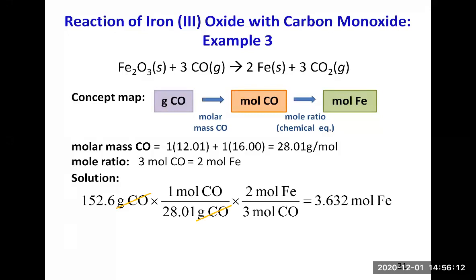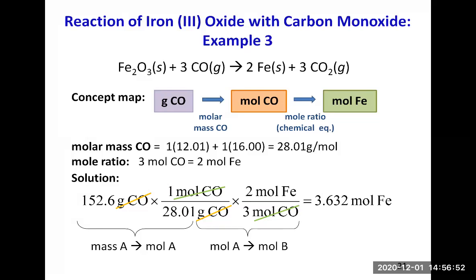The second conversion factor needs to cancel the moles of CO. So we have moles of CO on the bottom and the moles of iron on top. This way we cancel the moles of CO units. So here, the first part of the calculation, the 152.6 grams of CO times the 1 mole of CO over 28.01 grams of CO, is allowing you to change the mass of the substance A, carbon monoxide, into the moles of substance A, which is carbon monoxide. So that's the first conversion.